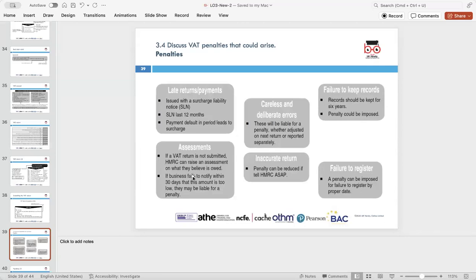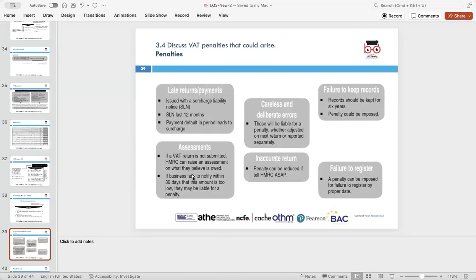Assessment. If a VAT return is not submitted, the tax office may issue an assessment based on their estimation of the amount owed. Businesses must notify the tax office within 30 days if they believe the assessment is incorrect, to avoid penalties.